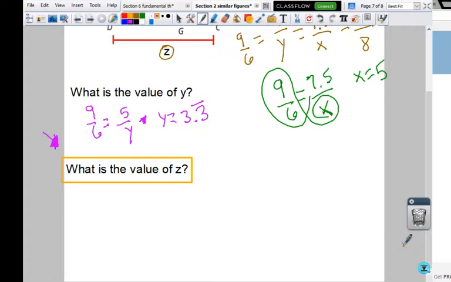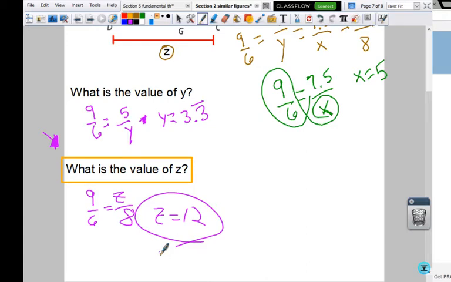Alright, so if we're gonna solve for this, Kiana, how are we gonna set it up? Find a complete one. Yeah, which is? 9 over 6. Okay, what's it gonna equal? z over 8. Okay, and now we can solve this proportion however we want, and what do we get, Kylie? 12. Our final answer is z equals 12.